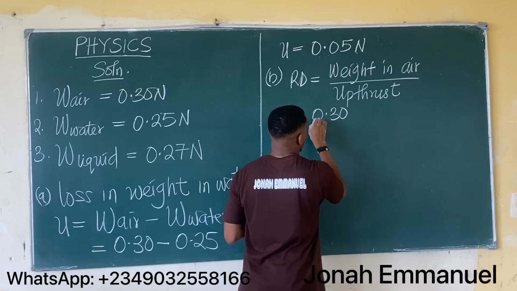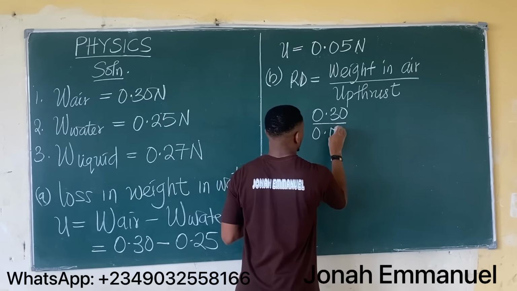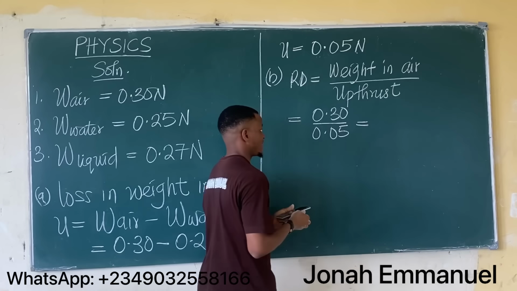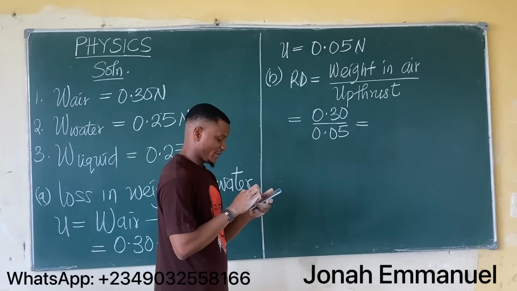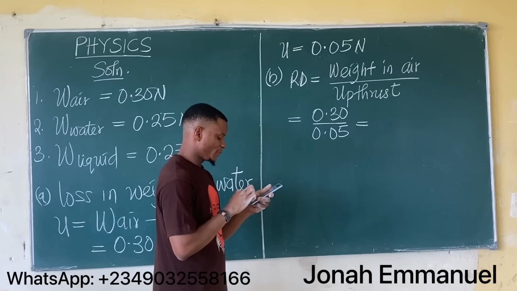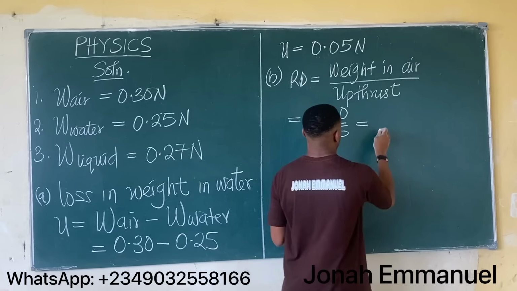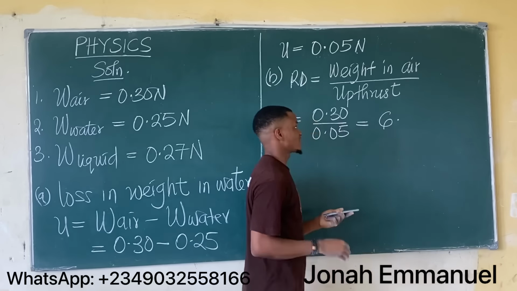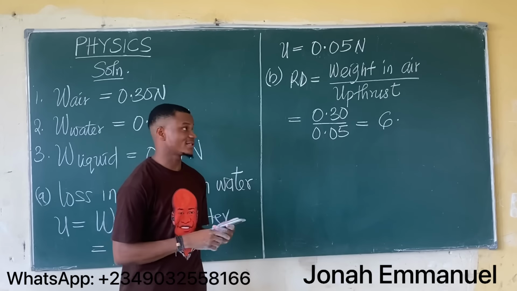So this will now be equal to weight in air, 0.30, all over the upthrust, 0.05. If I divide this, it means that relative density is equal to, let me get my calculator, 0.3 divided by 0.05, that's about 6. So relative density is 6. Please note that relative density has no SI unit, so it's just 6.